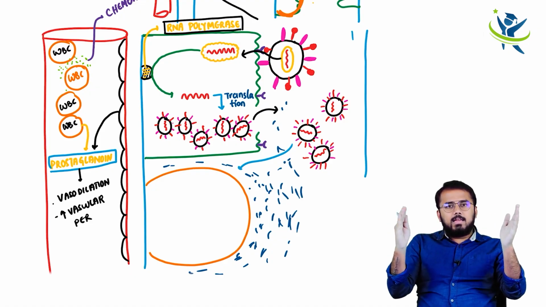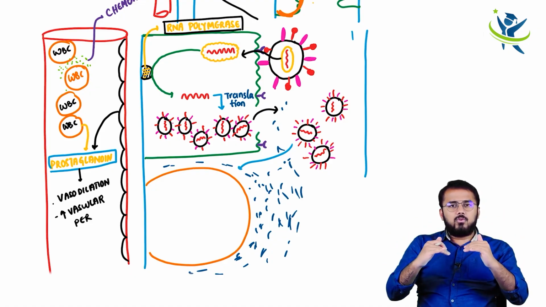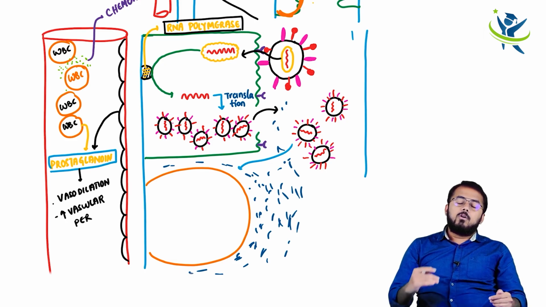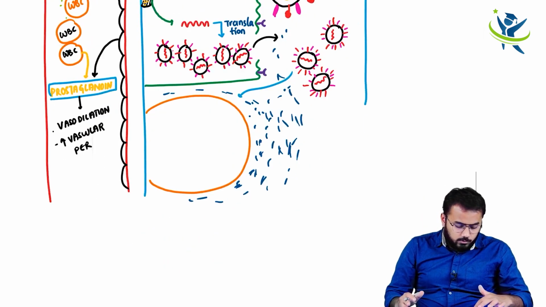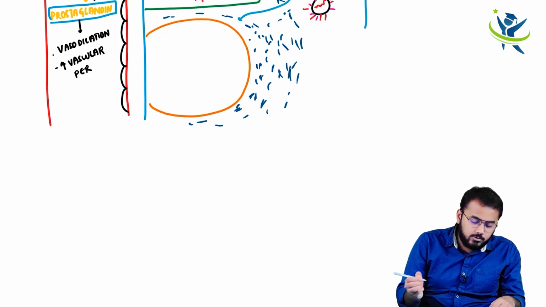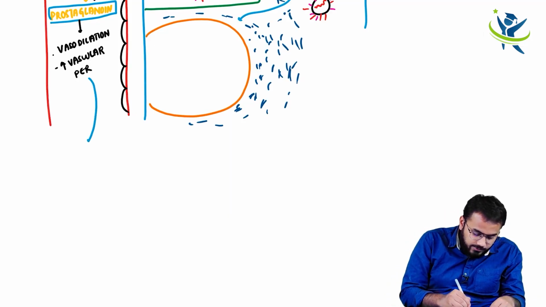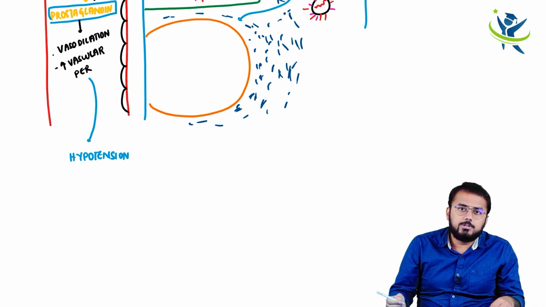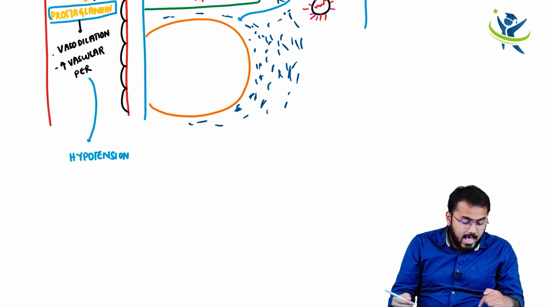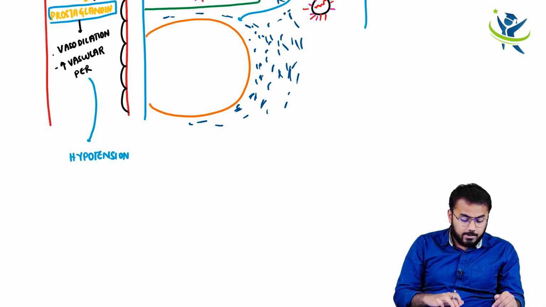Okay. So when there is vasodilation, the vessel will dilate. When the vessel dilates, the pressure inside the vessel will fall. Obviously, there will be a decrease in the blood pressure. Clear? So as a result of vasodilation, there is going to be hypotension in the patient.